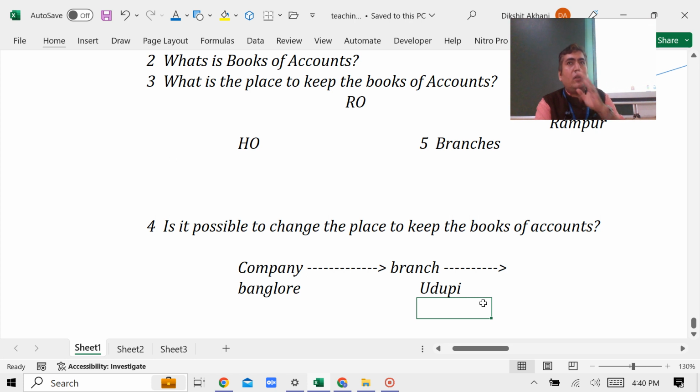So in short, did you understand? Centralized means everything from the center. Decentralized means every branch will be considered as a separate unit. So in this example, I'm telling that the company has decided to go for the decentralized approach. So Udupi is maintaining the books of accounts not in HO but in the branch.